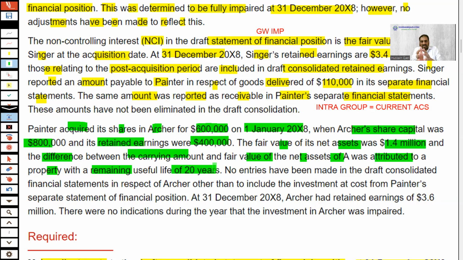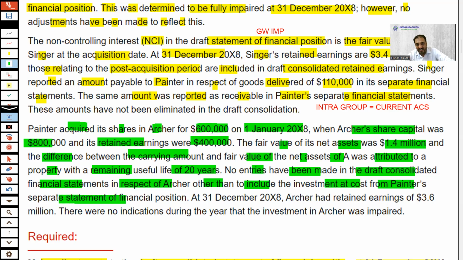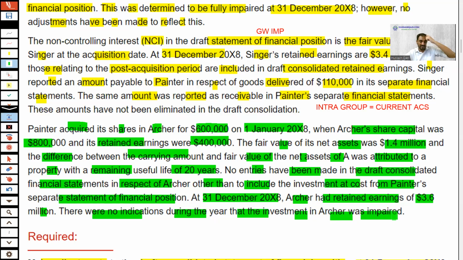So here are the details about the investment in associate, the fair value adjustment is very important. No entries have been made in the draft consolidated financial statements in respect of Acco, other than to include the investment at cost from Painters' separate financial position. At 31st December exit, Acco had retained earnings of 3.6 million. There were no indications during the year that the investment in Acco was impaired.